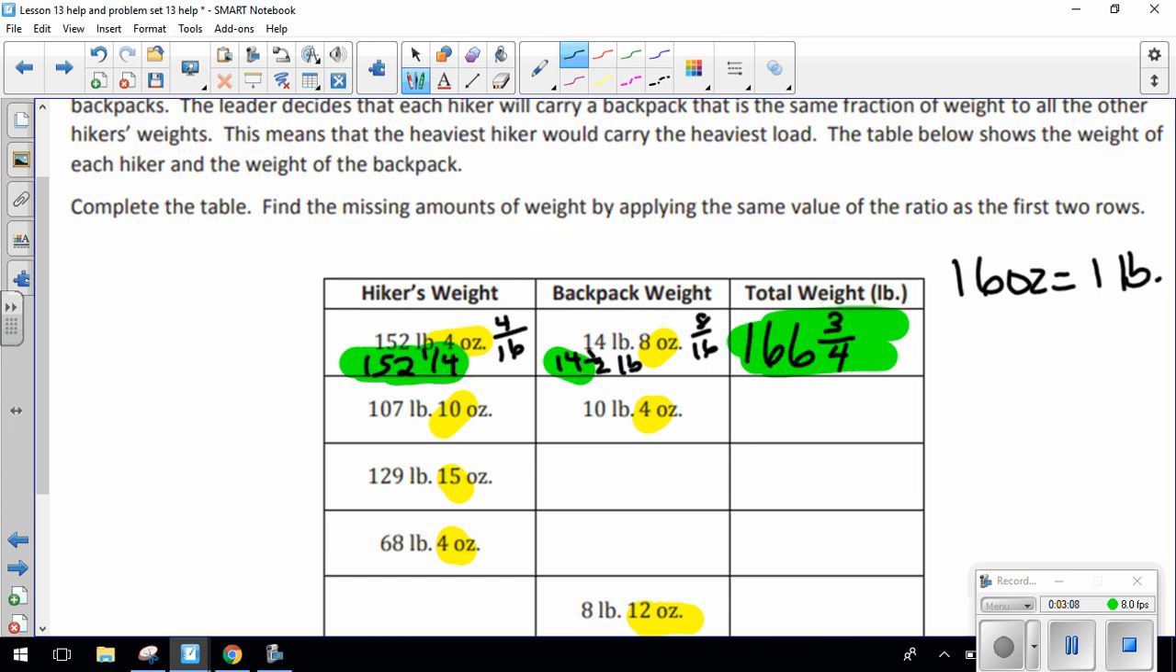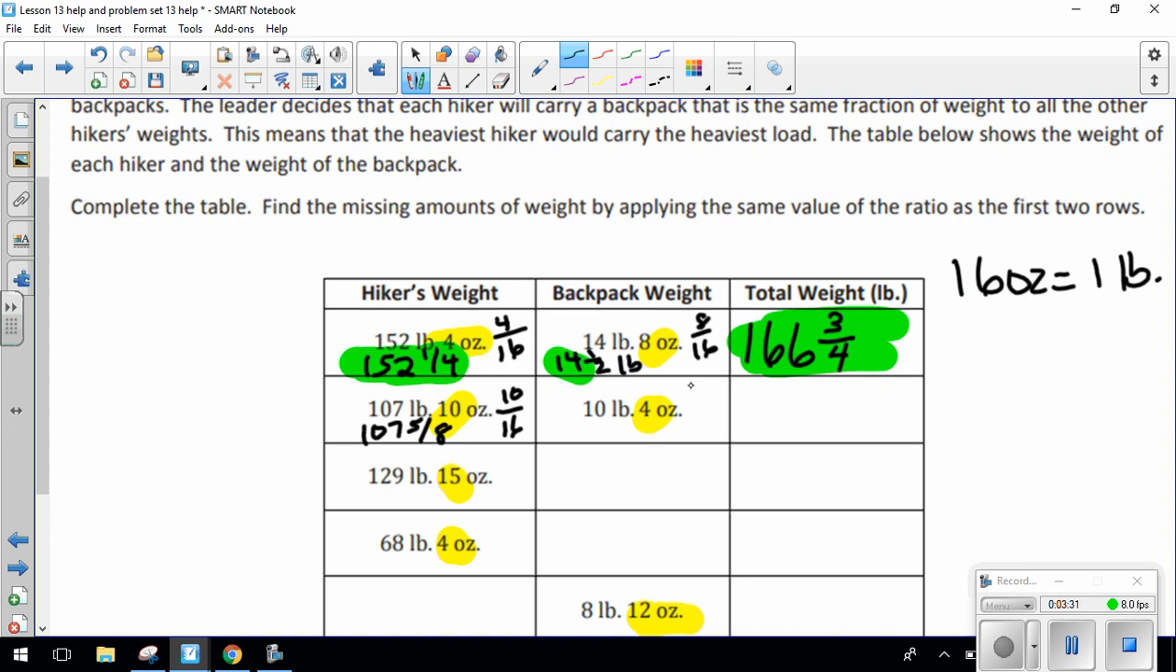Okay, please be patient with yourself. Please make sure you're using the calculator and going through each of these steps on your own, because when you take a quiz or a test, I will not be walking you through calculator steps. So 10 ounces is 10 over 16, and I reduced it to 5 over 8, so I have 107 5/8.